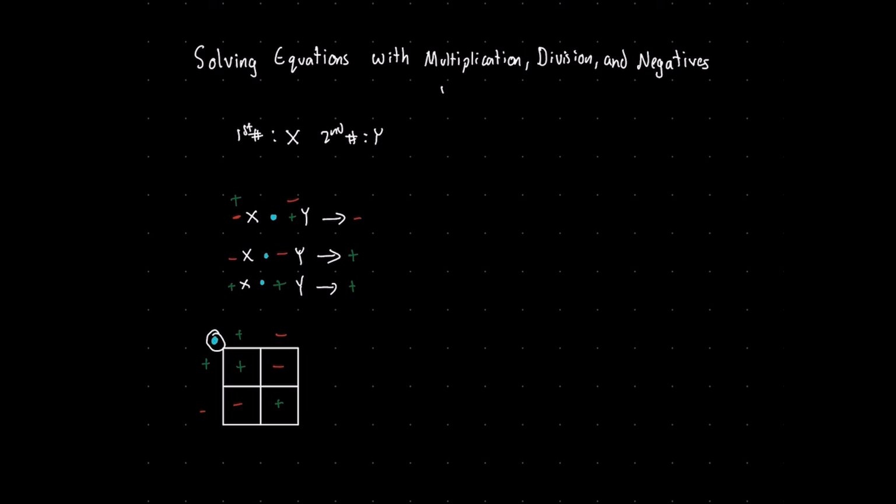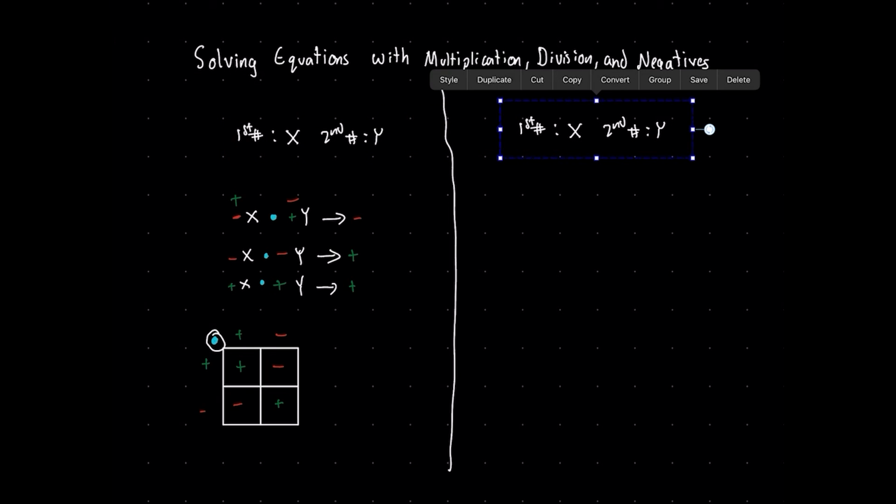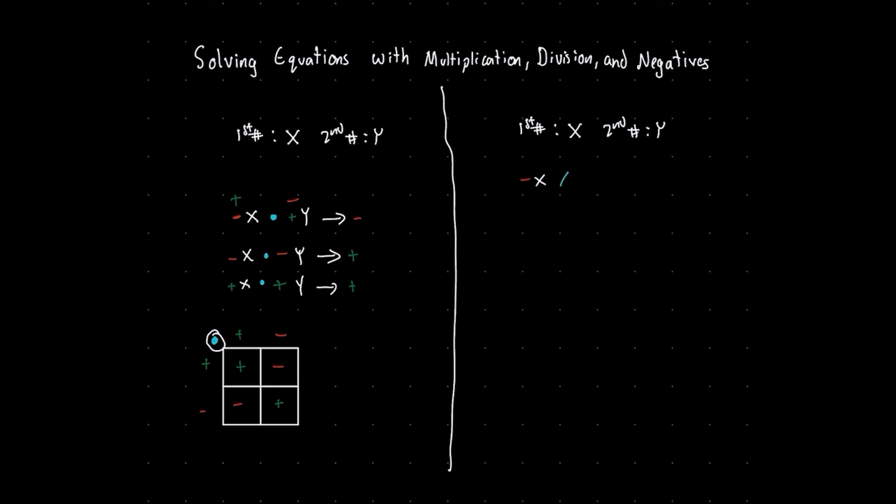Okay, now that is for multiplication. So let's do the same thing for division, and I'm going to be using again these variables here, x, y, to represent a first number and a second number. So if you are using division and you have this first number negative, and we're going to do this time divided by a positive number, you know that the answer will always be negative. And if you have a negative number divided by another negative number, you know that the answer will always be positive.